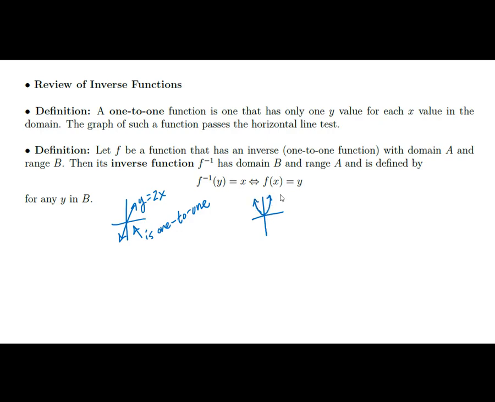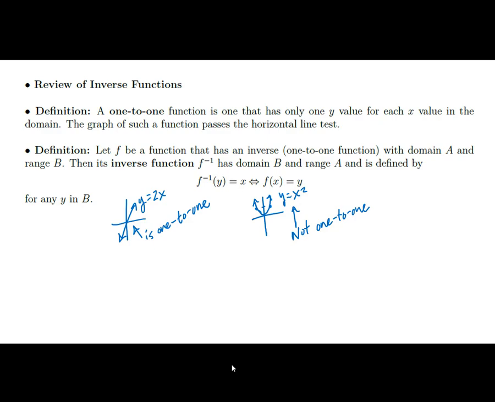Contrast that with a function like y equals x squared. This is not one-to-one, because I can find infinitely many y values that have two x values associated with the same exact y value. In other words, it fails the horizontal line test. And when a function is not one-to-one, it does not have an inverse.